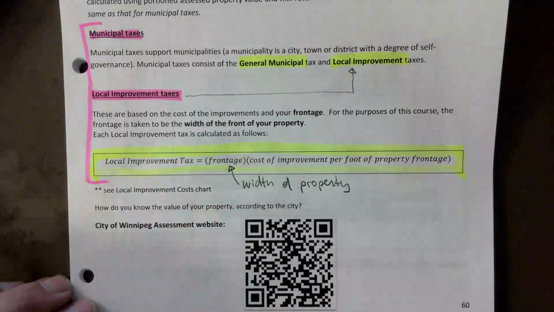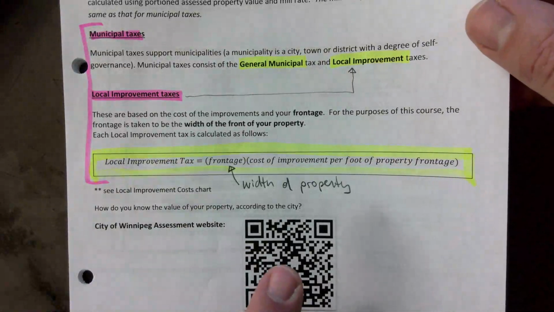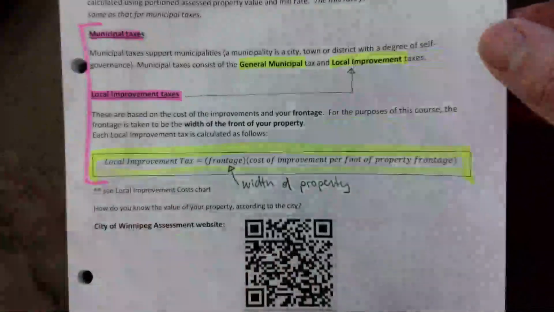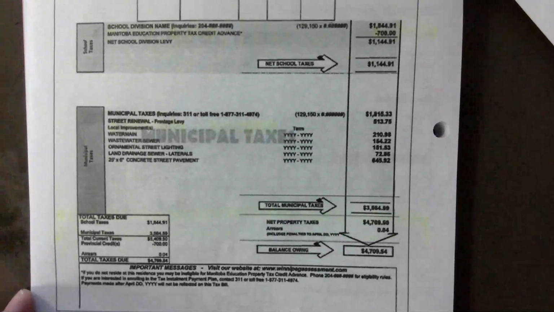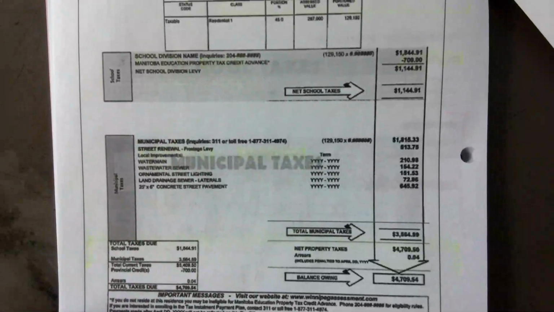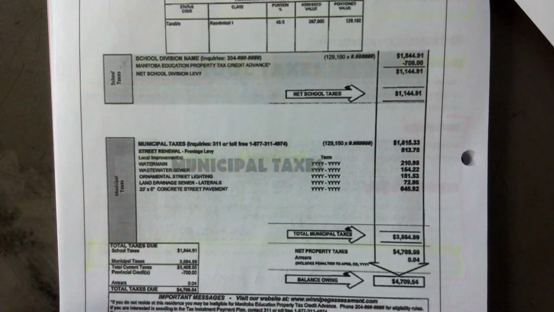Okay, moving on. This QR code we will use on Monday. If you want to already play around with it, you can do it. Page 61. I wish this would be a colored page. This is an actual property tax bill, page 61.